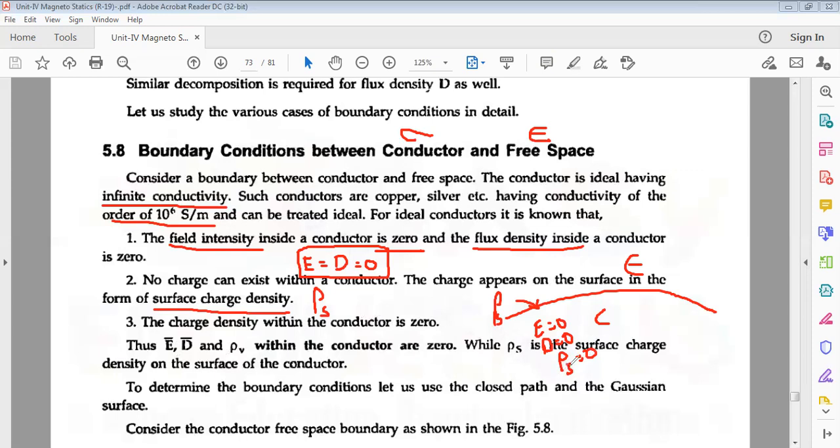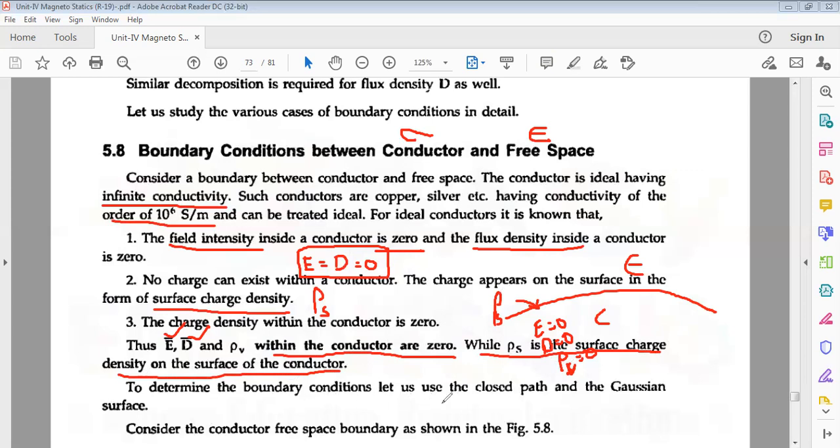Thus, let us take it as rho v here. Thus, E bar, D bar, and rho v within the conductor are 0. While on the surface there is a surface charge density, rho s, on the surface of the conductor. But inside there is no charge. Simply the volume charge is 0, electric field is 0, electric flux is 0, and on the surface there is a rho s.